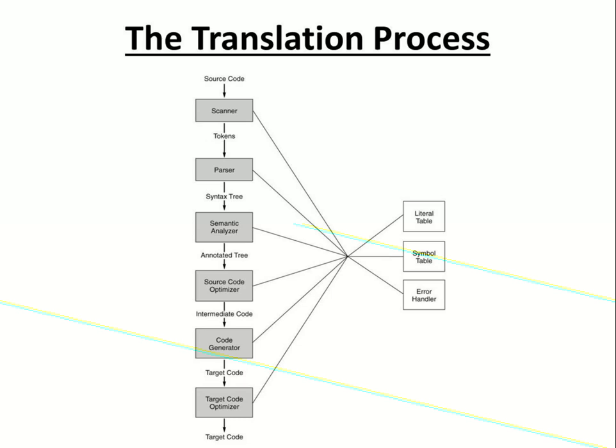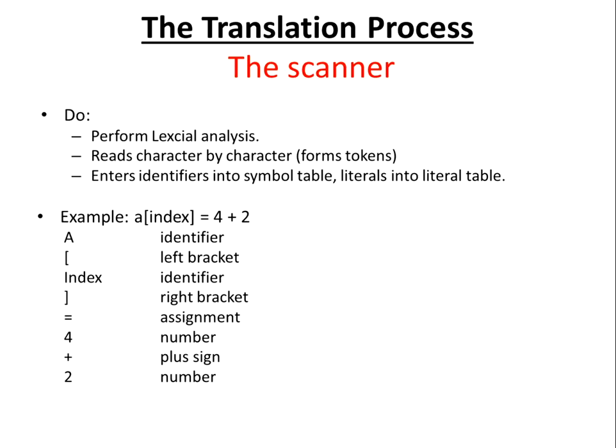As for the structures used with the compiler, we have the literal table, which stores the literals or constants in your code. For instance, 199.3, or a string literal, and so on. We have the symbol table, which stores information about the symbols in your code. The error handler is also used as a data structure.